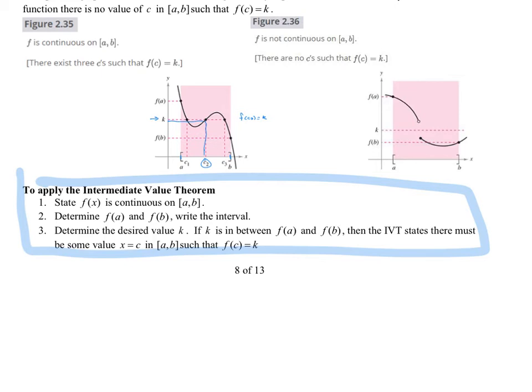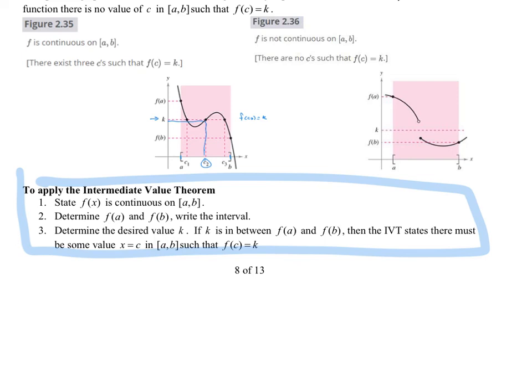It says determine the desired value of k. Usually that's what's given to you in the problem. They'll tell you what it is. So let's say you have a y value of 5 and a y value of 10, and they want a place where the y value is, let's say, 8. If that y value, in this case 8, is between your two other y values, then the intermediate value theorem states specifically that you must meet that level.